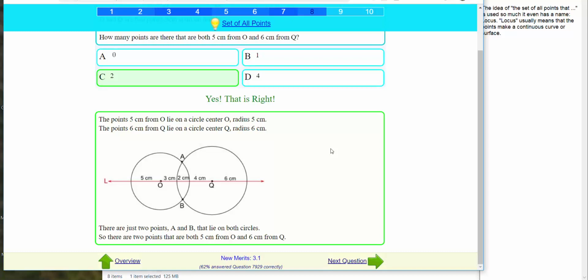The point's 5 centimeters from a line, a circle, center O. Okay, radius 5. So the point's 6 centimeters from Q. Line.